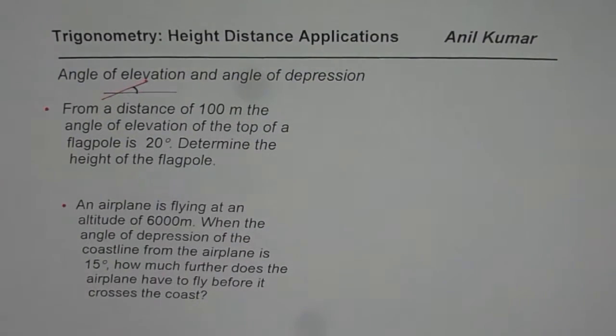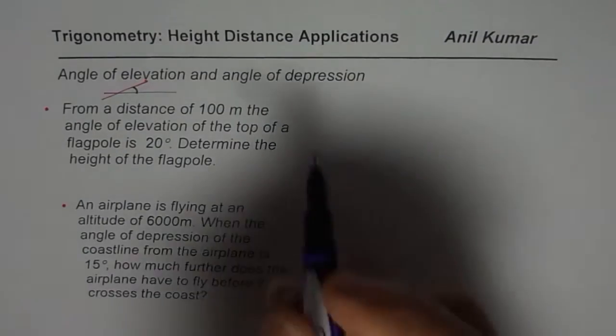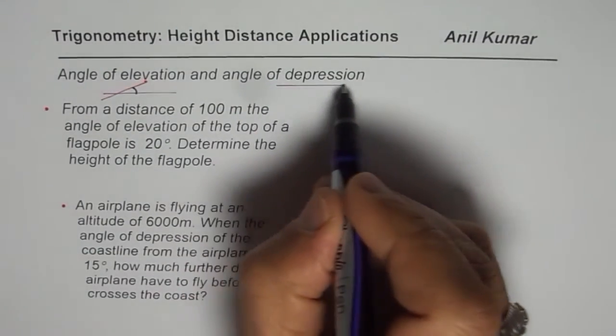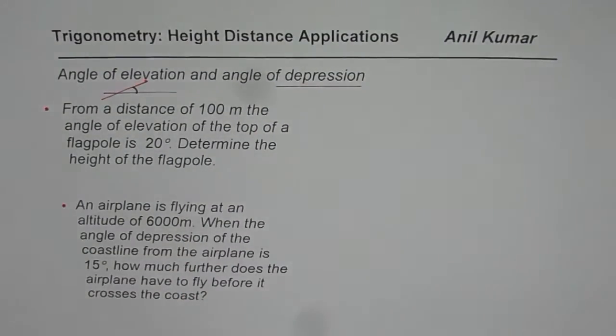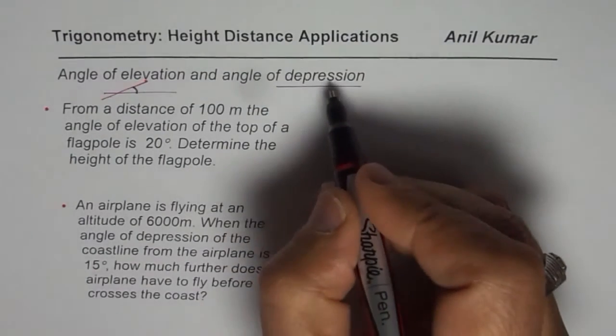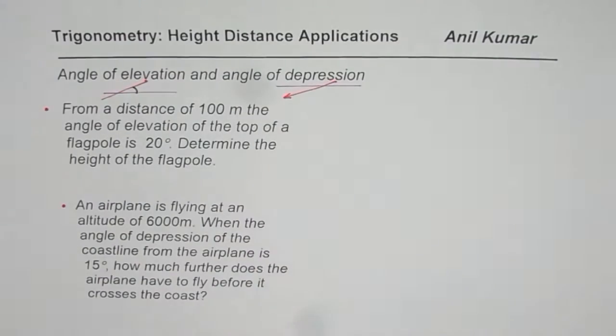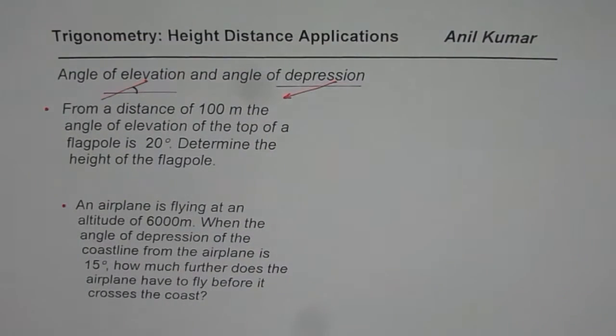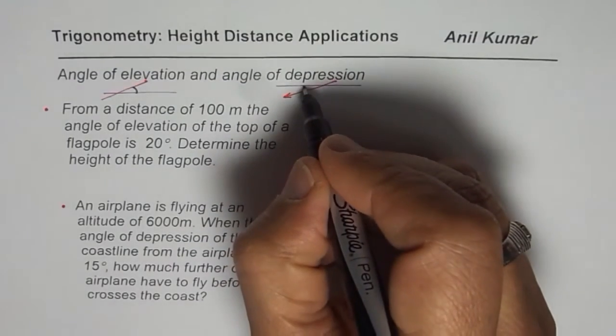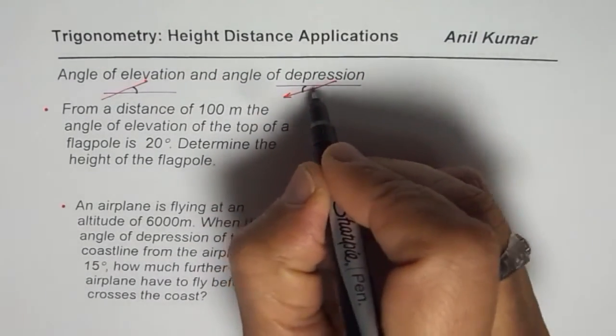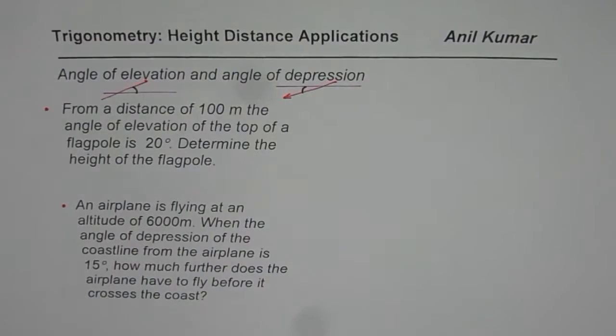On the other hand, the angle of depression is the angle when you're looking downwards. In that case, you're looking from up, let's say from the sky, towards downwards. But here again, the important thing is that the angle is the one which the line of sight makes with the horizontal. That is a very, very important issue which you should consider.